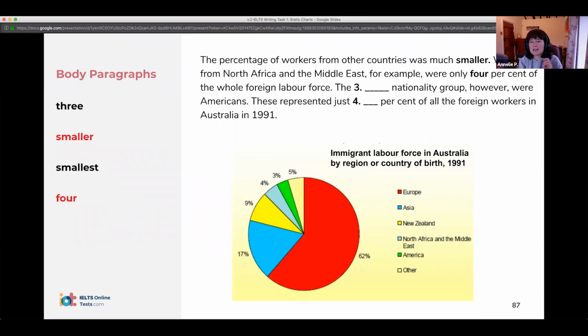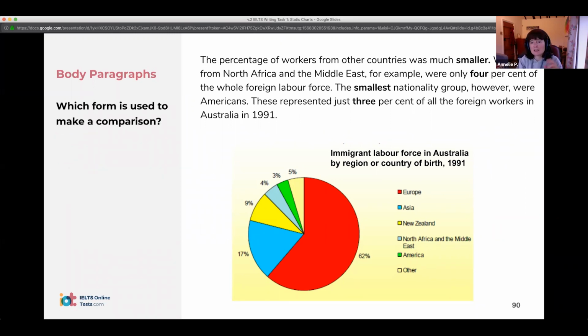Good, 4%. You can't really use that as a fraction. I mean, you can, but it's more effort than necessary. If they're very, very small percentages, you just keep them as the small percentages. Then we move on to the next one, number 3. Very good. The smallest was the Americans, and they represented just 3%. Again, we're not converting those very small percentages. It's just not necessary.